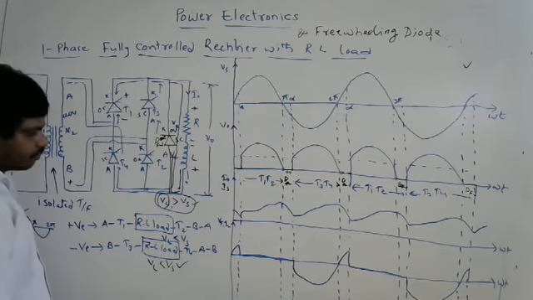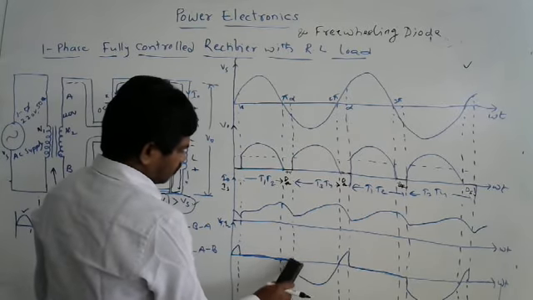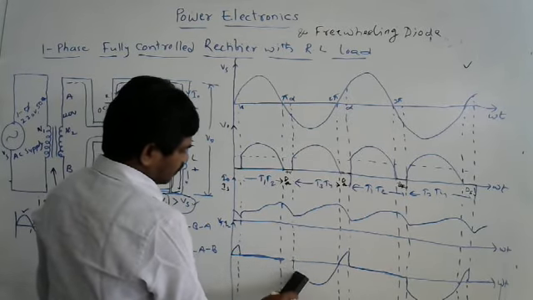Look at this. What about the voltage across T1 and T2? Whenever T1 and T2 conduct, they are short circuited, so voltage is 0 till this point. After that, you are getting the negative half cycle. Then here also the same thing. From this point, you are getting the negative half cycle. Now the waveforms have changed, right?